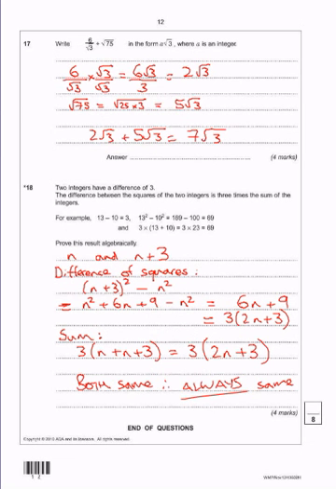Question 17 is a lovely surds question. It does involve some very difficult surds, where you've got to rationalize the denominator. So what you do here, to rationalize the denominator, you multiply by root 3 over root 3, because root 3 over root 3 is technically 1. If you multiply by 1, you're not changing 6 over root 3 at all. You're just changing the way it looks.